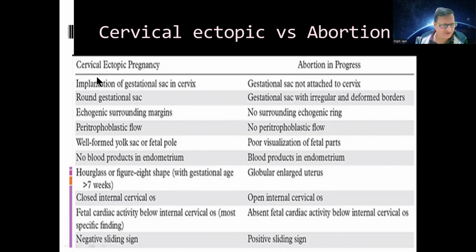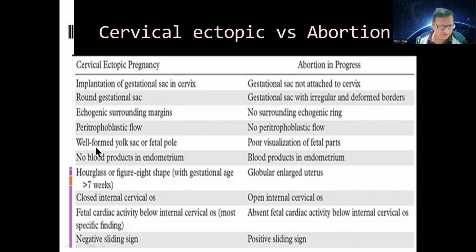In cervical ectopic, there is implantation of the gestational sac in the cervix, and the gestational sac is not attached to the cervix in case of abortion. In cervical ectopic, a round gestational sac is there, and in abortion, the sac is irregular with deformed borders. In cervical ectopic pregnancy, an echogenic surrounding margin is there. There is no echogenic ring in the case of abortion. Peritrophoblastic flow, as already mentioned, is present in the cervical ectopic but not in the abortion.